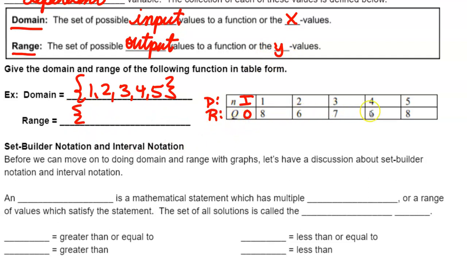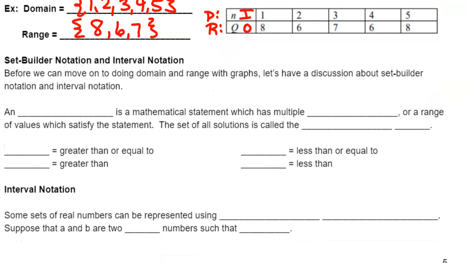And we look along here and notice that there are numbers that are the same. Instead of writing 8 multiple times, we do not have to do it. It is just a list of values that represent the range. So therefore, I only need to write 8 and 6 once. And so we have 8, 6, 7 as our range for that relation or that function. Okay.